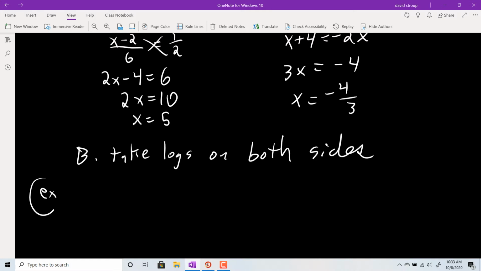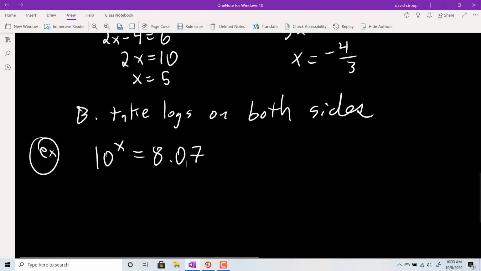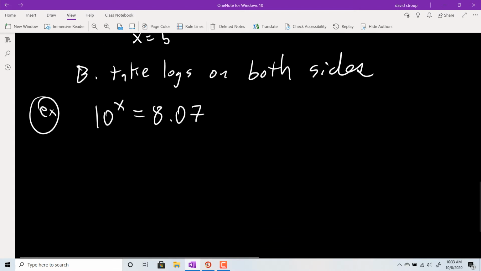Okay, so as an example, 10 to the x equals 8.07. So here we have no way of rewriting 8.07 as base 10 to some power. So you're kind of stuck. So what you're going to do is use the cancellation equations really. If you go log base 10 of 10 to the x, that's just going to equal x. Okay, and then on the other side you have log base 10 of 8.07.